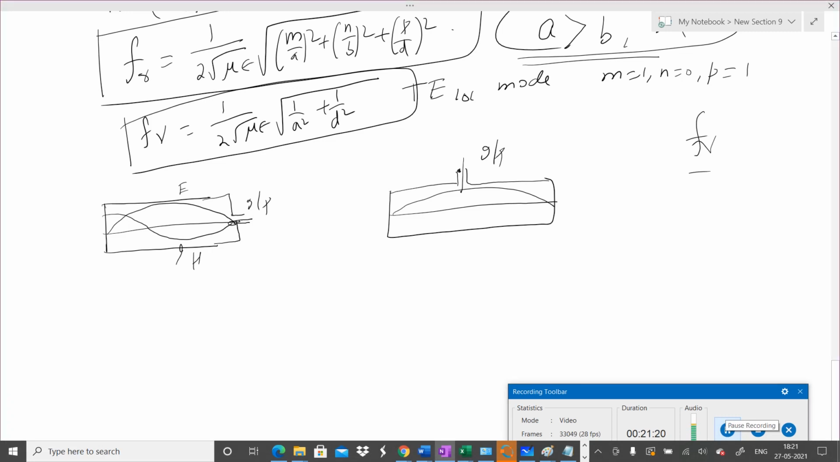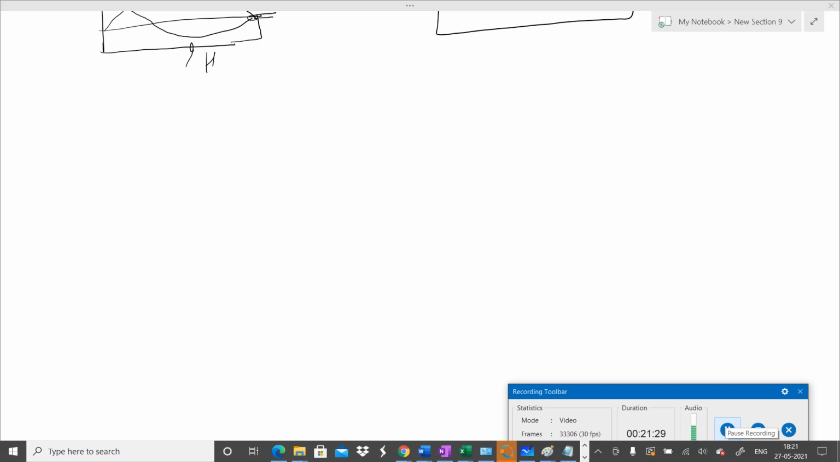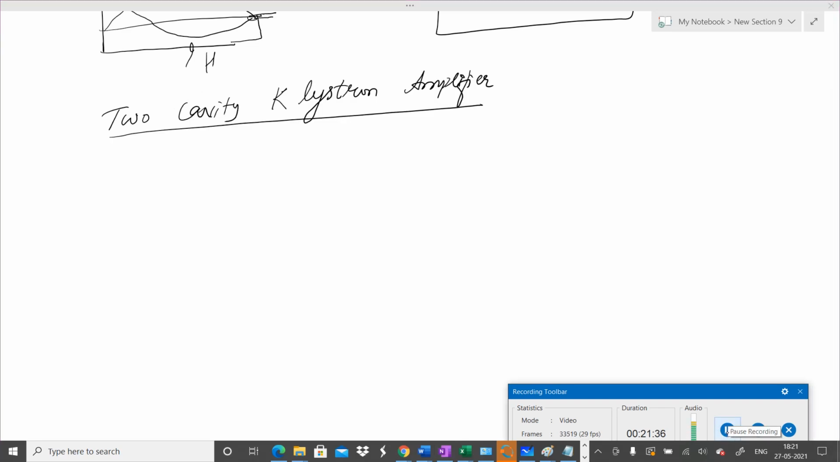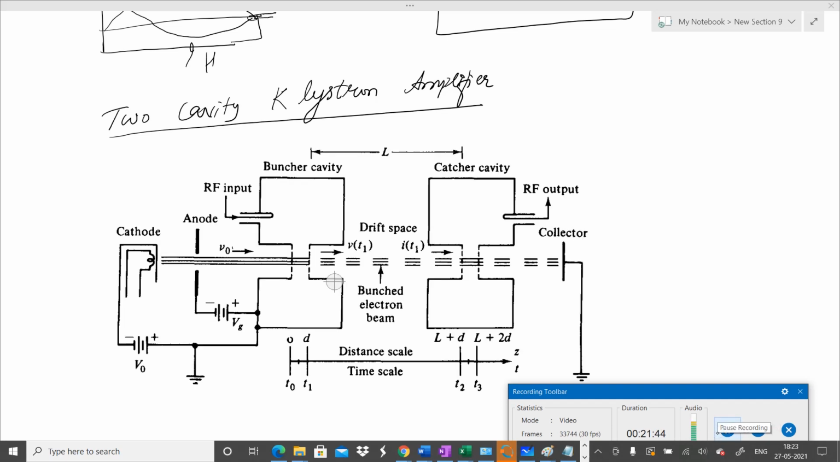Now, what does this klystron look like, and why are these cavities important? We'll see it now. We will study something called the two cavity klystron amplifier. Let me include the figure from the book instead of drawing it here. You see the reason for calling it two cavities. This is the two cavity klystron amplifier. It has two cavities: one is called the buncher cavity, the other is called the catcher cavity.